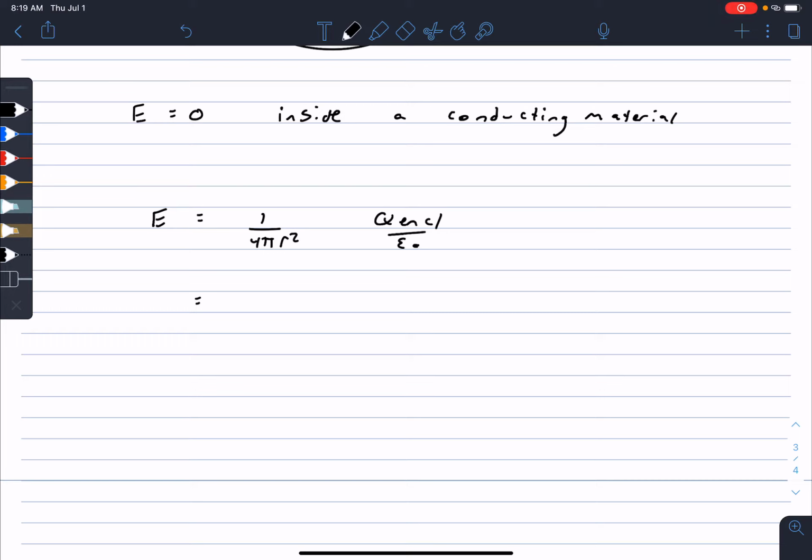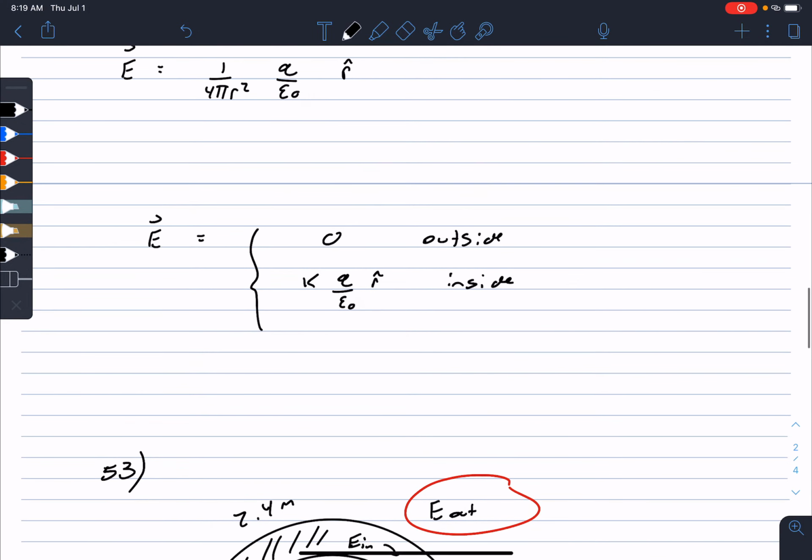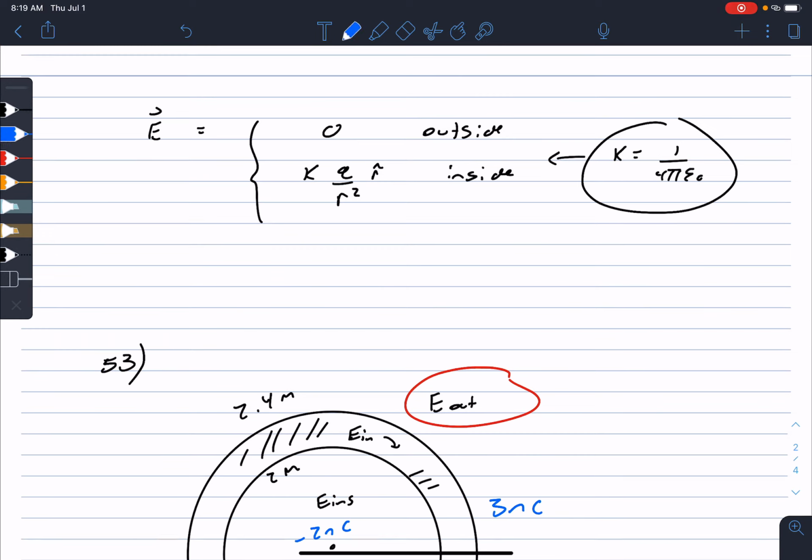K Q over r squared. Sorry, I wrote this down wrong for the other problem. It's kq over r squared, not kq over epsilon naught, because k happens to be 1 over 4 pi epsilon naught. That's the value of the k that we're putting in here. So it's worth noting that I made a mistake there. This is the correct answer. I just wrote it down wrong.